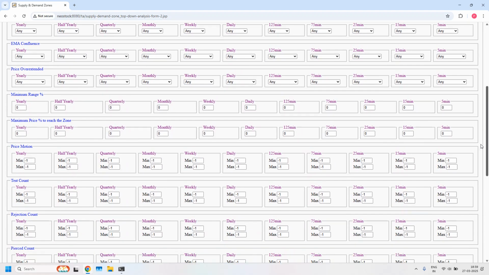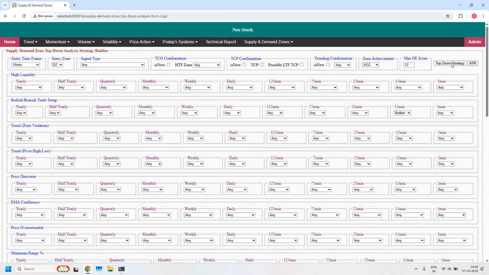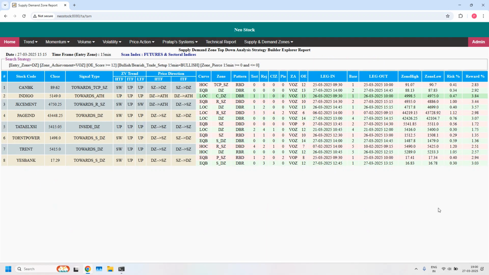So this is a pierced count parameter at 15 minutes time frame, I am setting minimum value 0, maximum value 0. With these filters, we got 8 stocks. All these 8 stocks are currently supporting bullish trade setup for daily income trade. And entry time frame zones are demand zones. All these are 15 minutes demand zones, entry time frame zones. Out of these 8 15 minutes demand zones, how many are having even more high probability to get success? Let us filter them.